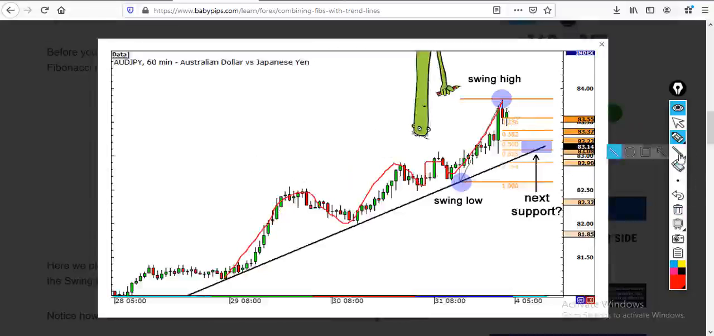So where is our swing low? Swing low is the lowest low, higher high, higher low. So this is our swing low and this is the swing high. Now I have drawn the Fibonacci retracement level to that point. Okay, what did price do?